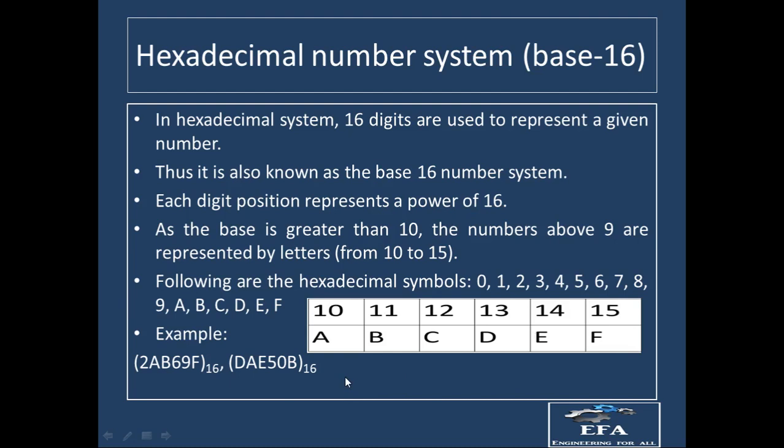Now let us see an example over here. We are having 2AB69F, right? So this is a hexadecimal number because we are having A, B and F over here with a base 16. Again, we can have another example. We are having DAE50B with a base 16.